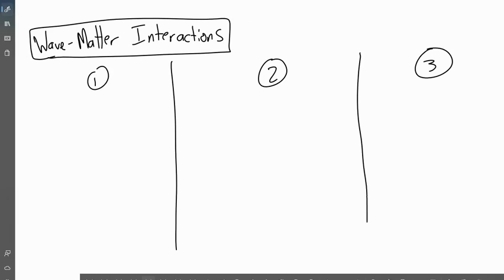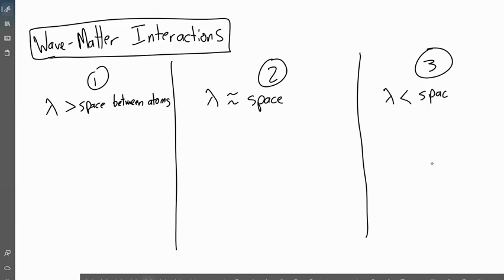Basically, I'm looking at when a wave interacts with matter. Well, there are three options. One, when the wavelength is bigger than the space between atoms. Another option, when the wavelength is about the same size as the space between the atoms. And when the wavelengths are, you guessed it, shorter than the spacing between the atoms.